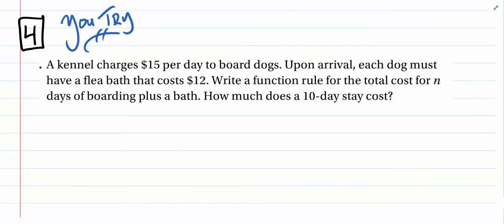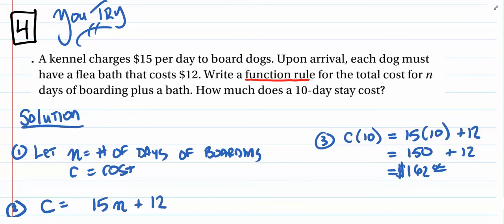Box number 4 is a you try. It says a kennel charges $15 per day to board dogs. Upon arrival, each dog must have a flea bath that costs $12. Write a function rule for the total cost for n days of boarding plus a bath. And then it says, how much does a 10-day stay cost? Hopefully you got the right answer, but if not, here's the solution.